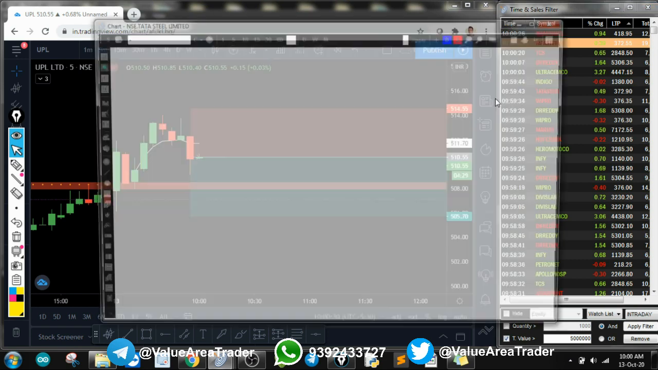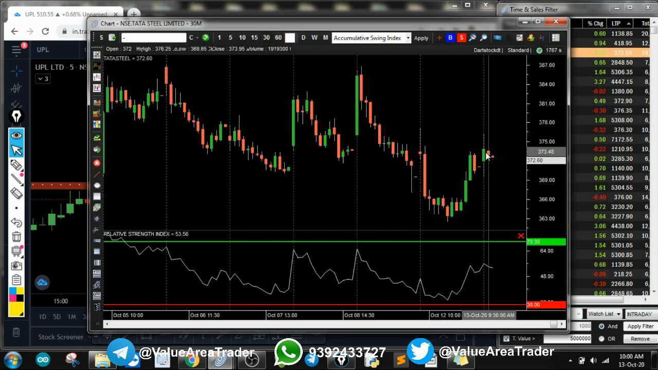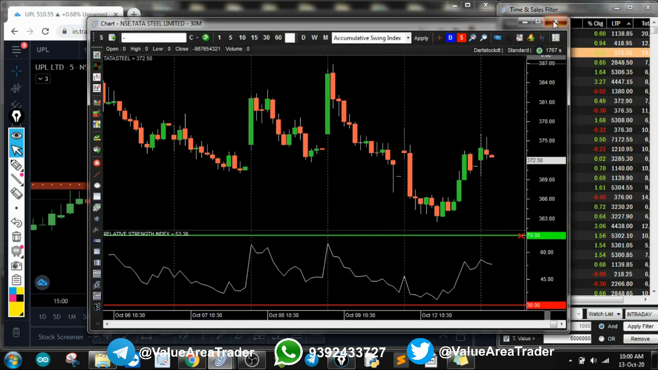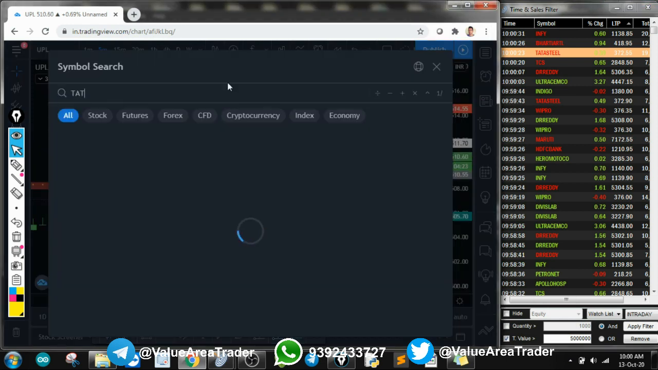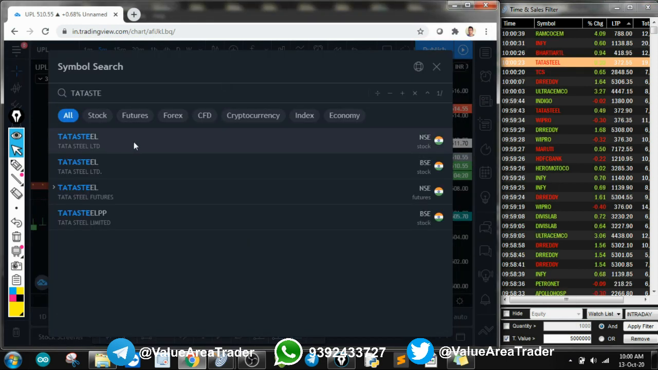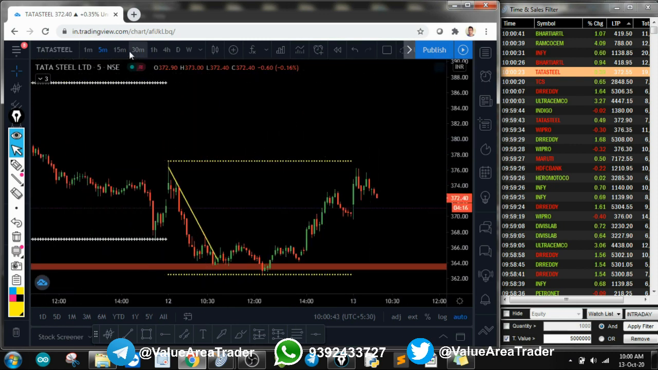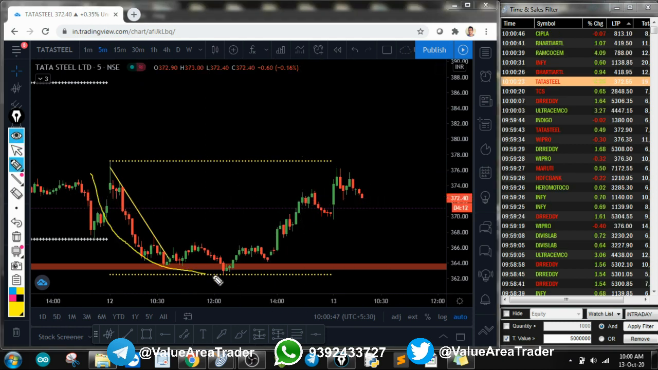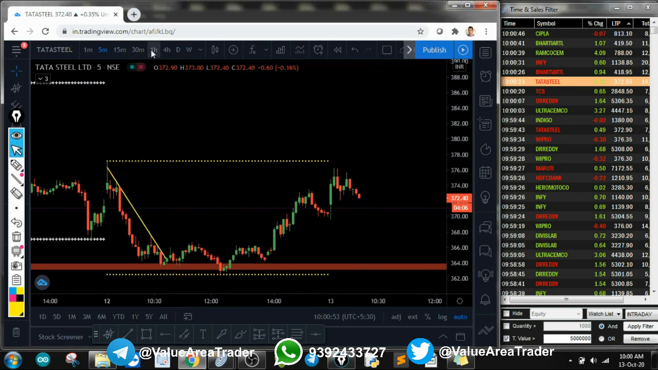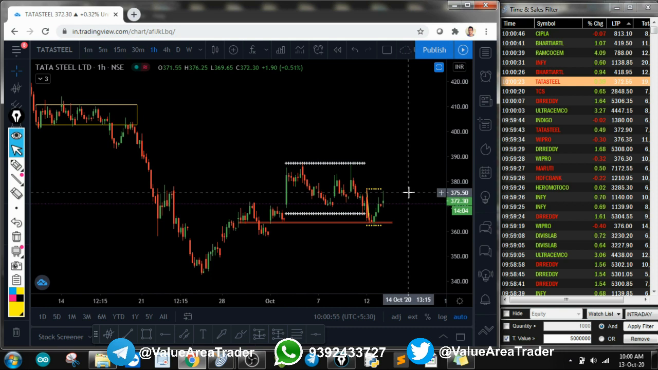Let's see what is happening in Tata Steel. We got a loss in Tata Steel yesterday, if you remember. Yesterday we took a sell trade in Tata Steel. It's not that I am here to take revenge on Tata Steel. Let's see, this has just completed a rounding top and it is slowly failing. Let's see in the 1 hour.